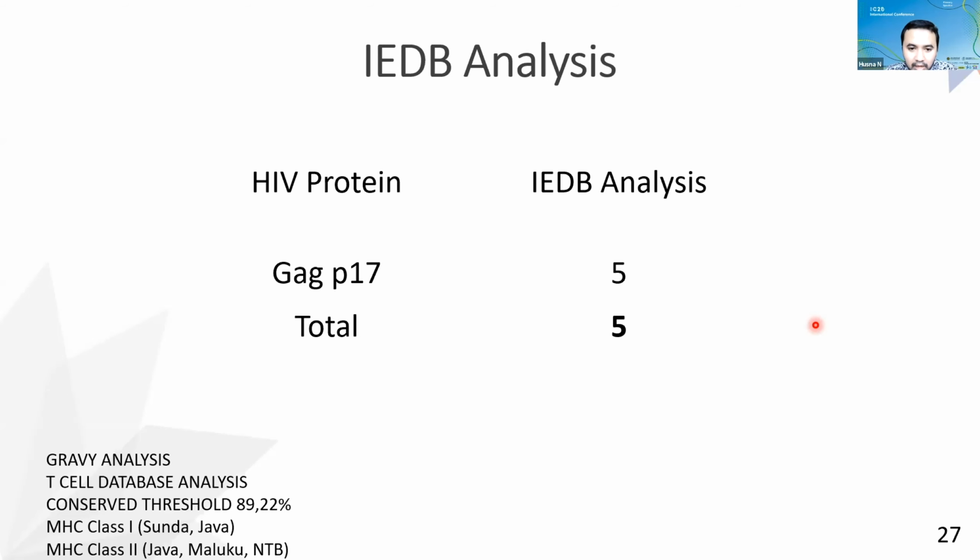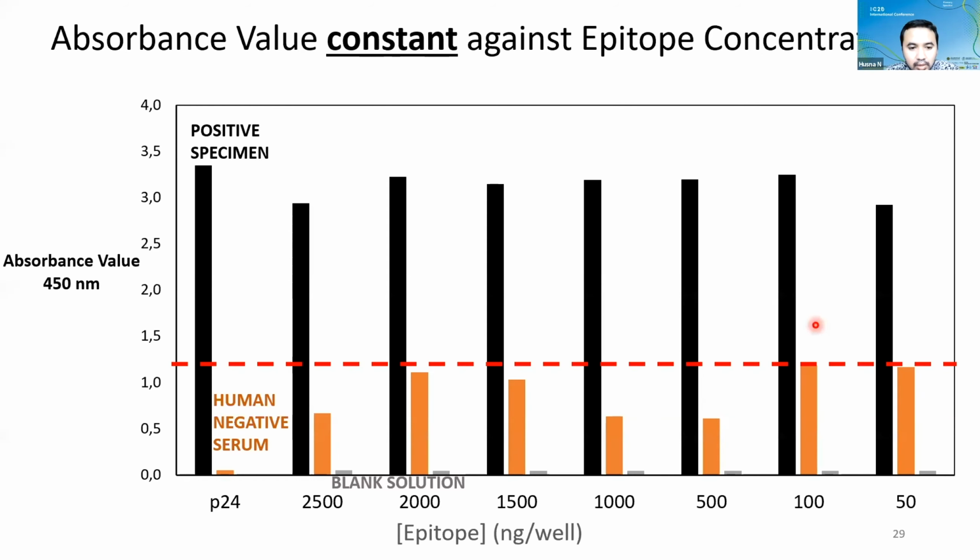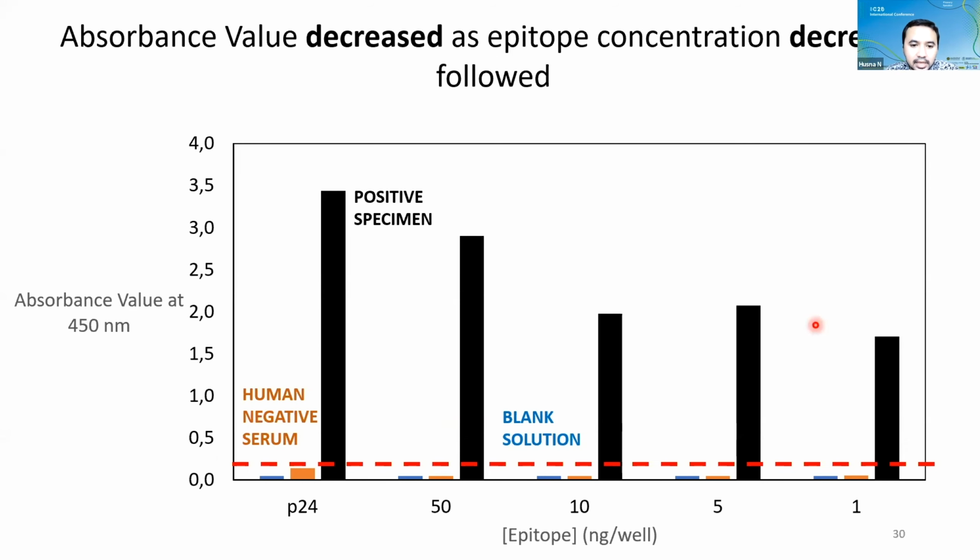Okay, I will finish. After that, we checked the antigenic activity and made a comparison using human negative serum and blank solutions. In the preliminary study, we can see the absorption value is constant even though we have different epitope concentrations. Here we also have other preliminary data in which the absorption value decreased following the epitope concentration.